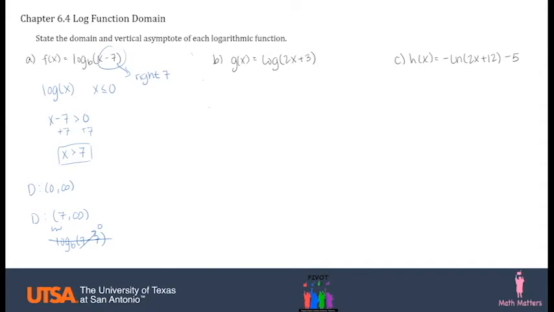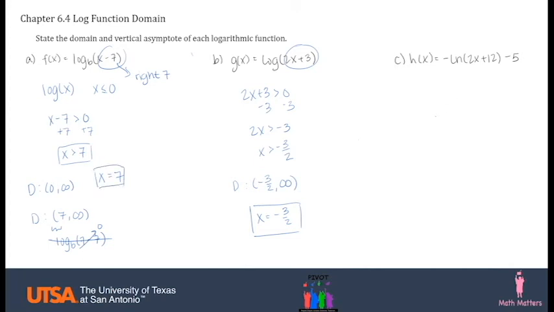So part B gives us g of x equals log of 2x plus 3. And it's going to be the same concept. We're going to take this expression, 2x plus 3, and set it greater than 0. So if we solve for x, we get that x is greater than negative 3 halves. So our domain is going to be negative 3 halves to infinity. And that also means that our vertical asymptote is going to be at x equals negative 3 halves. And then the one for part A is going to be x equals positive 7.